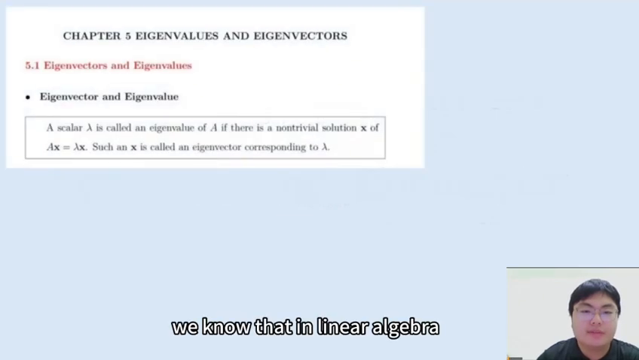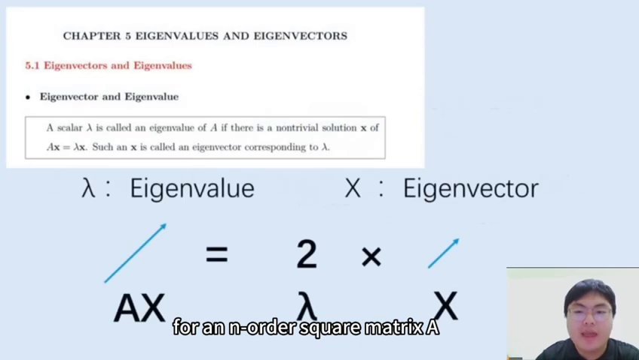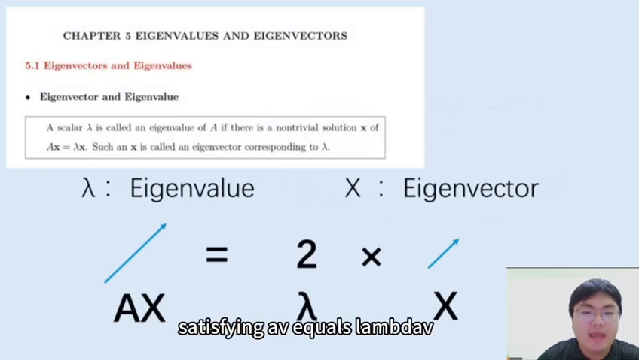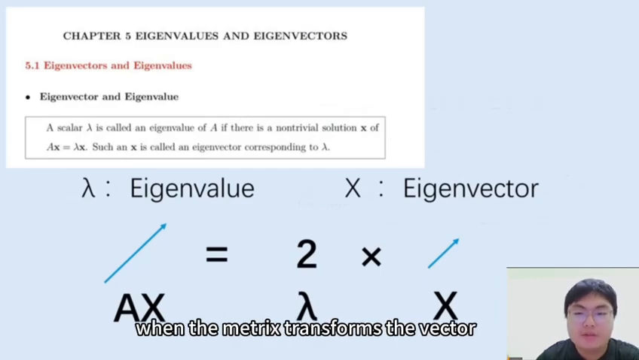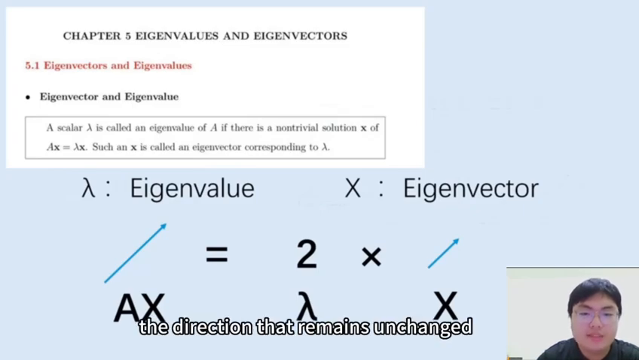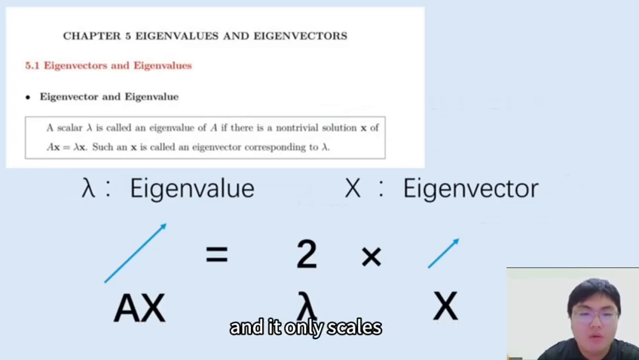From the class, we know that in linear algebra, for an n-order square matrix A, if there's a non-zero vector v and a constant lambda satisfying A v equals lambda v, then lambda is the eigenvalue, representing the scaling factor when the matrix transforms the vector. v is the eigenvector, the direction that remains unchanged during the transformation, and it only scales.